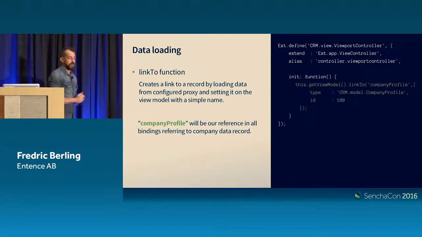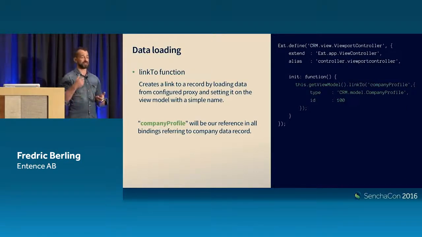And then we're going to load the data into this form that we created, the view. We do that using the Sencha view model function called linkTo. I don't know when that was introduced, but it's cool. It takes a name that you choose. In our case, we're going to choose company profile. It takes a config object where you tell it what model it's going to use and the ID.